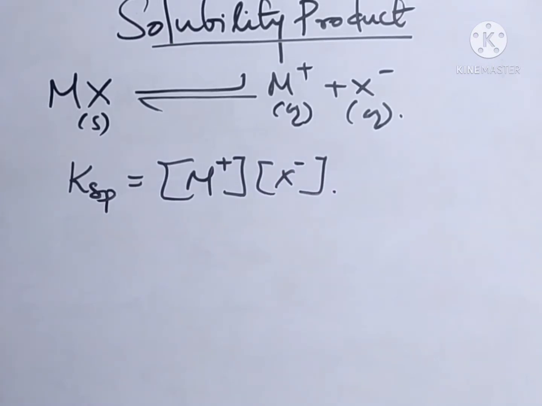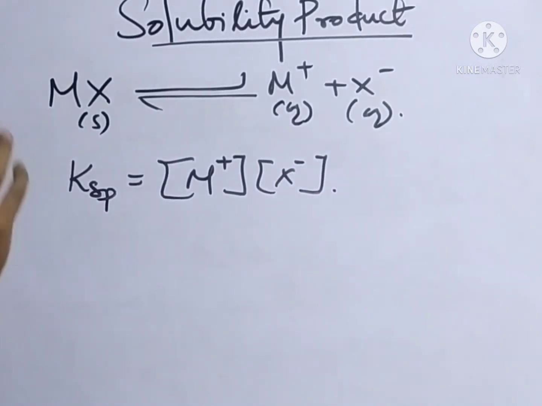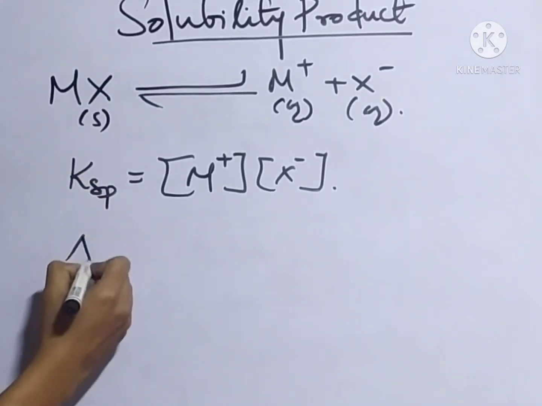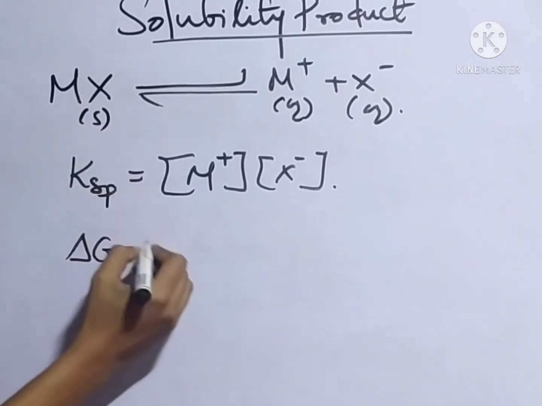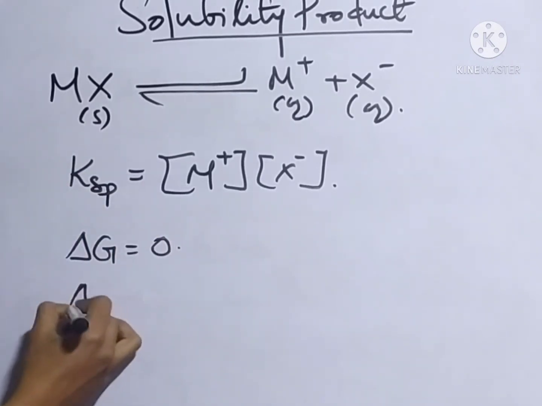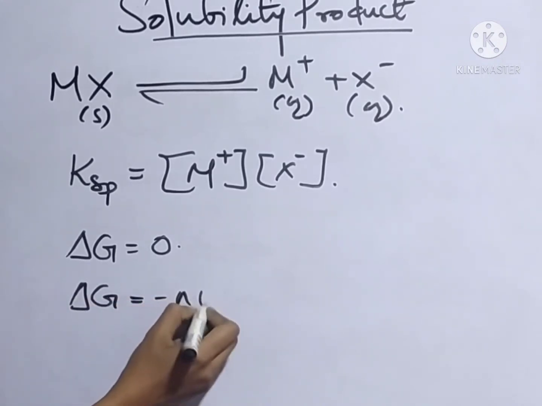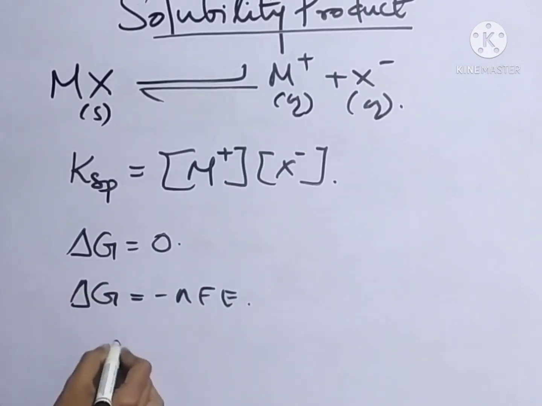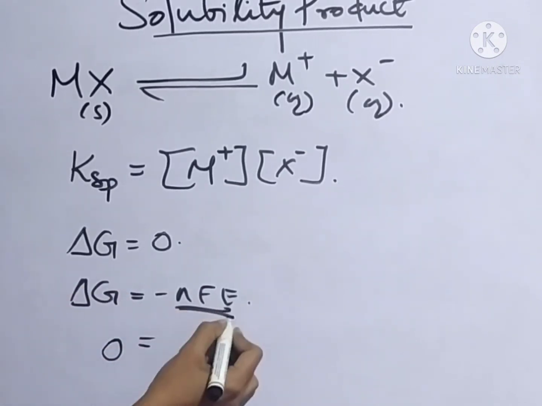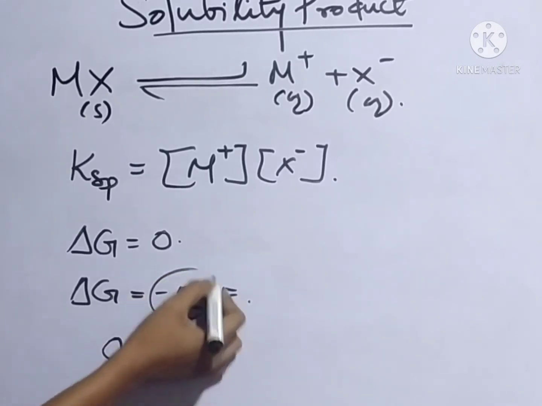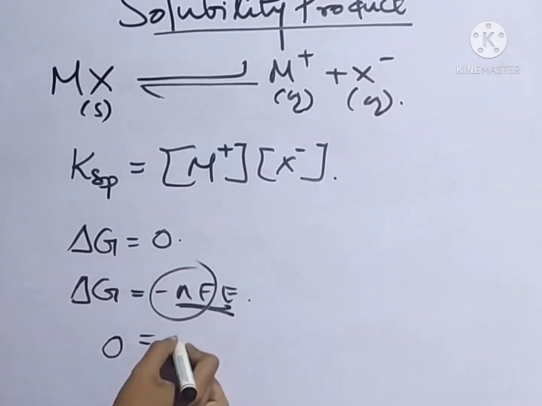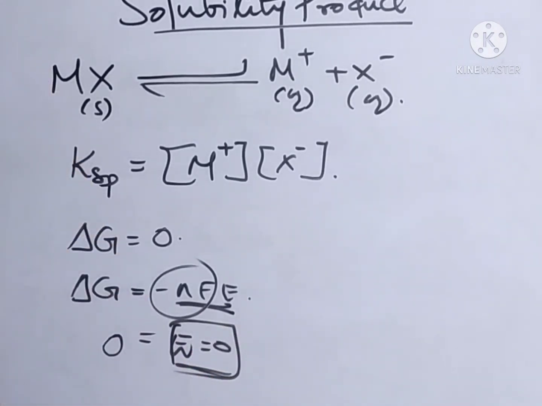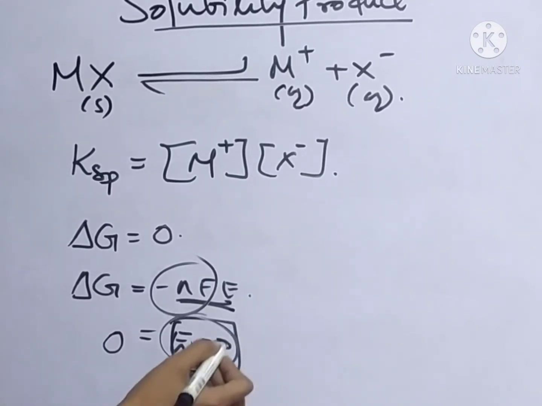X minus. And one more thing we have to know about this equilibrium reaction is, at equilibrium we know delta G, change in Gibbs free energy, equal to 0, right? So delta G, we know delta G equal to minus NFE, and since delta G equal to 0, this value is also equal to 0. Here N and F are constant, so that means E equal to 0. Right. So at an equilibrium reaction, E value is also equal to 0.